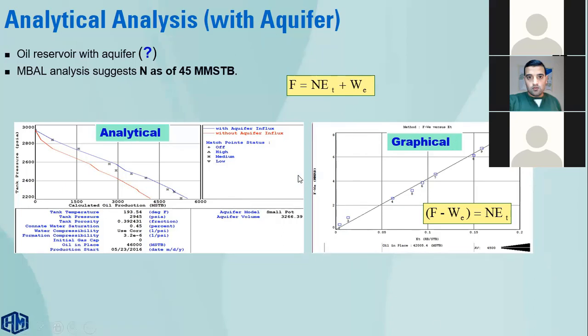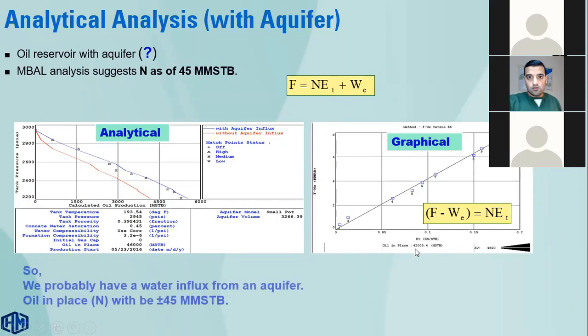And using the graphical approach, using F minus W sub E versus E sub T, according to this equation, the value of N or STOIIP will be the slope of this line. As you can see, it's about 42 million stock tank barrels. So we probably have the value of N or oil in place more or less 45 million stock tank barrels based on the analytical and graphical techniques in MBAL software.